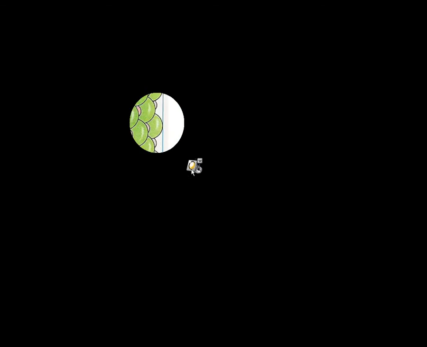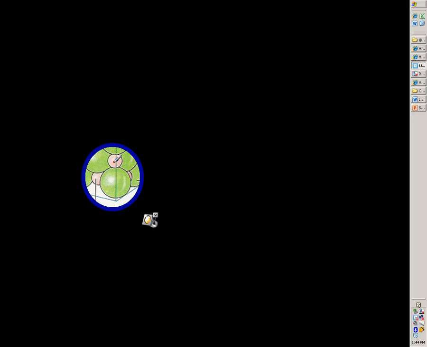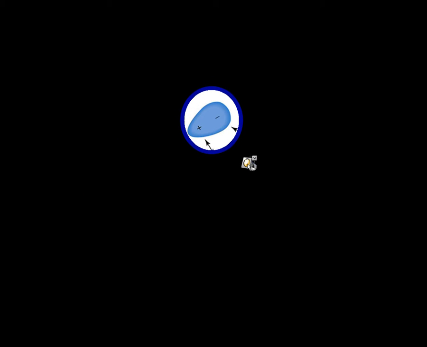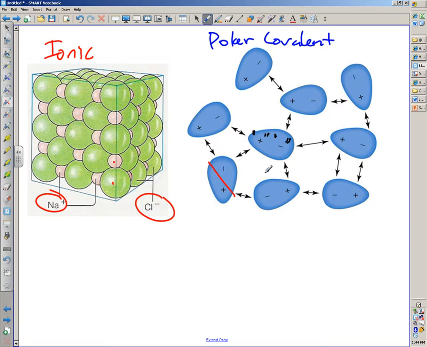But if I take it over here, there's a separate positive part right there and a separate negative part right there. That's characteristic of ionic bonding. Those are ions. Here, they're not a separate positive charge and a negative charge. They're just different parts of the same thing, and that's how I can distinguish between the picture on the left being ionic and the picture on the right being polar covalent.